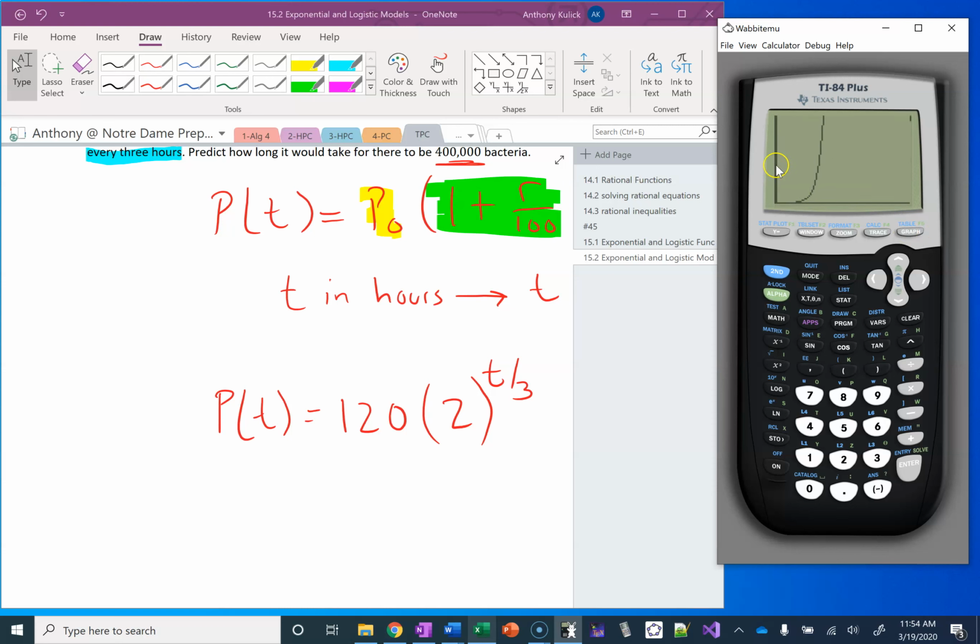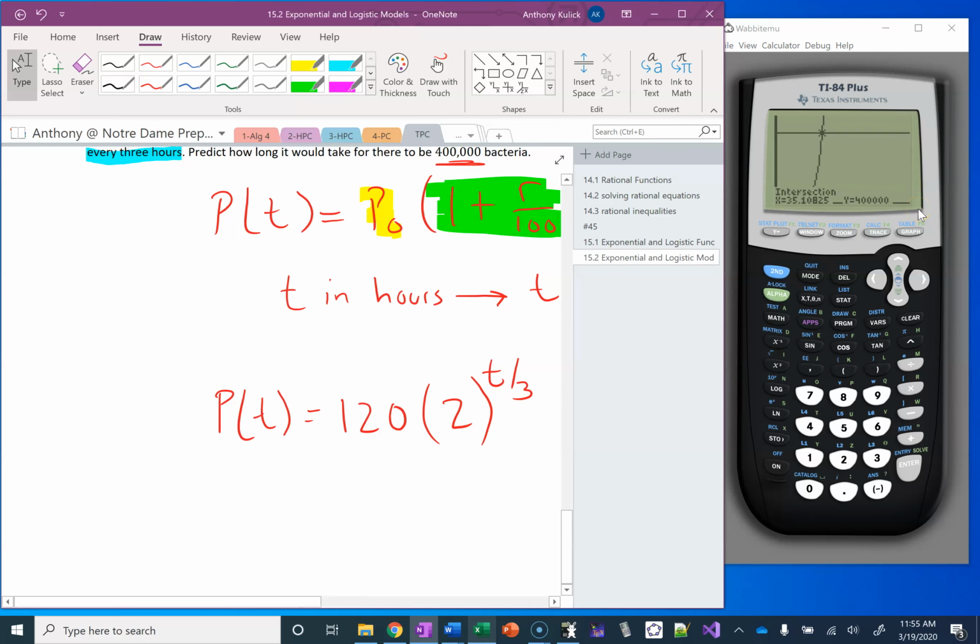So there's my bacteria curve. Woof, that is steep. So there it happens way in before 100 hours. Kind of surprising. So to find the point of intersection, I press second and trace. I'm going to select the intersect command. And then again, we just have 2 curves and 1 intersection, so I can just press enter 3 times. And it says that intersection is at 35.11.